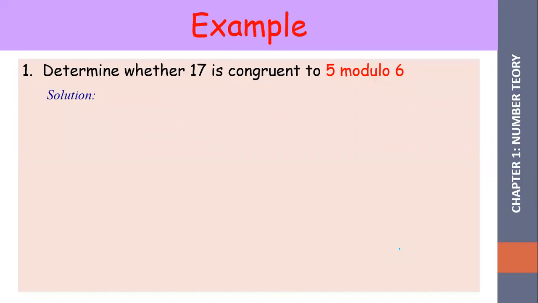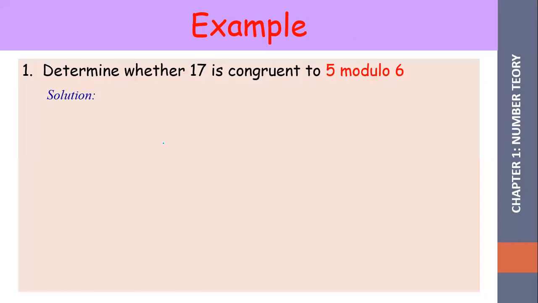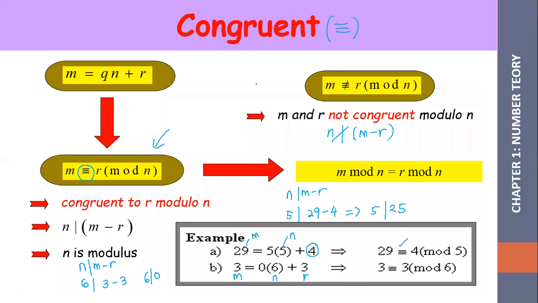Let's see the example. Determine whether 17 is congruent to 5 modulo 6. If you transform it into this form, you can write it as 17 congruent to 5 mod 6.